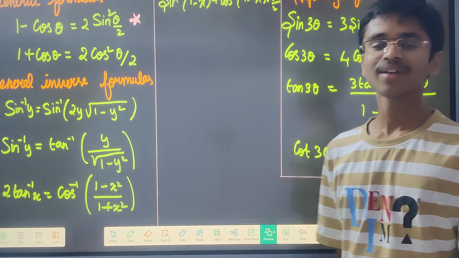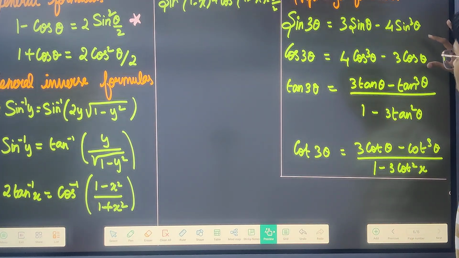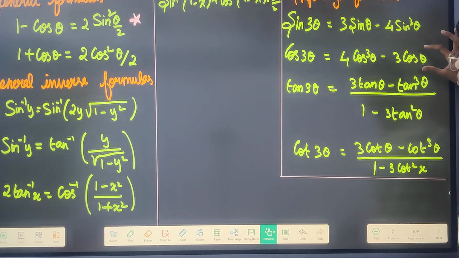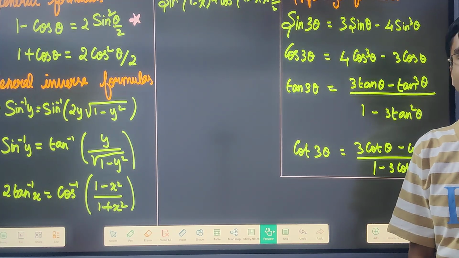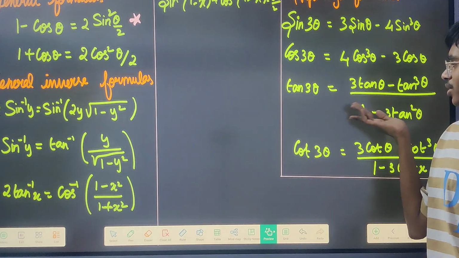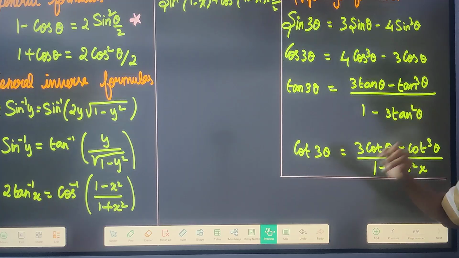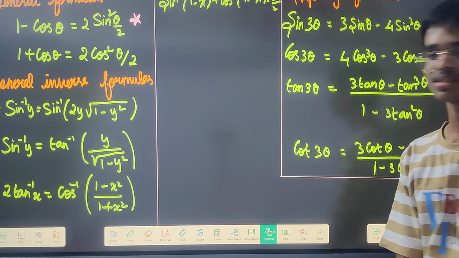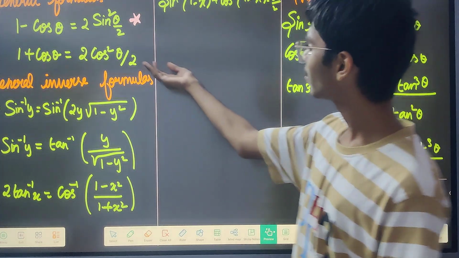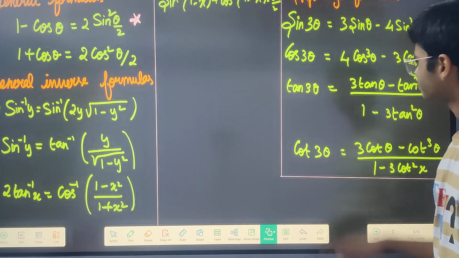For this sine, you have to remember. For this cos also you have to remember. When you divide the sine formula by the cos formula, you will get the tan formula. When you divide the cos by the sine, you will get the cot formula. Just the division differs. So just remember sine and tan; cos and cot will be complementary. Also, 1 plus cos theta is equal to 2 cos square theta by 2. If you remember that, then this formula will be complementary.